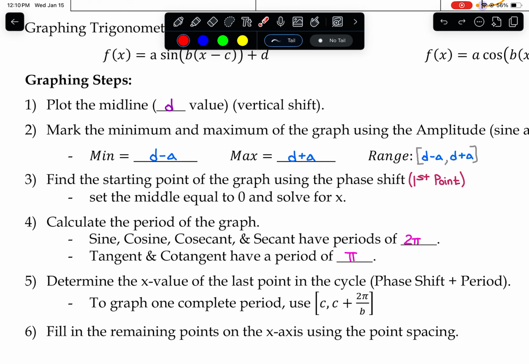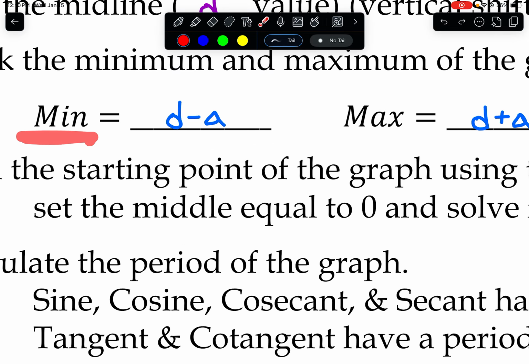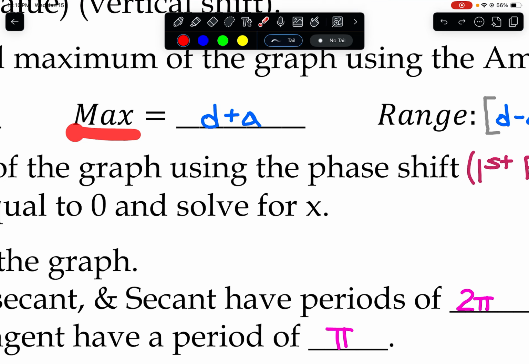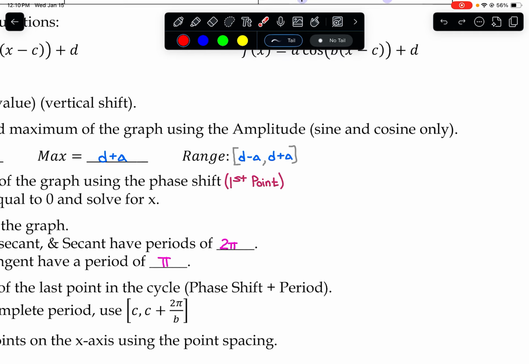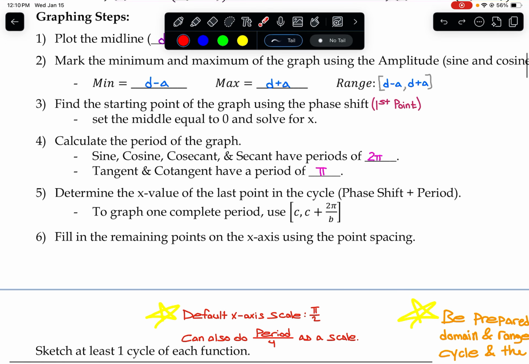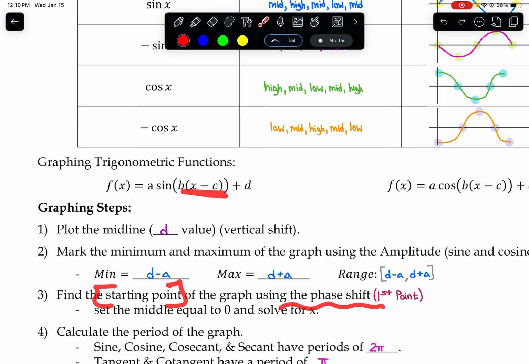All right, and then the next thing, ideally, that you can do is we're going to mark the minimum and maximums of the graphs using your amplitude and the midline. So to find the minimum of your graph, you can do your midline minus your amplitude. And if you want to find the highest your graph is going to go, the maximum, you can do your midline plus your amplitude. And then that will actually help you find the range. So you can use this kind of formula, so to speak, to help you find the range of your sine and cosine functions. And then once you find those attributes, then you can find the starting point of your graph using your phase shift. So that's going to focus on your x minus c or your x plus c, depending on which direction it's going to go.